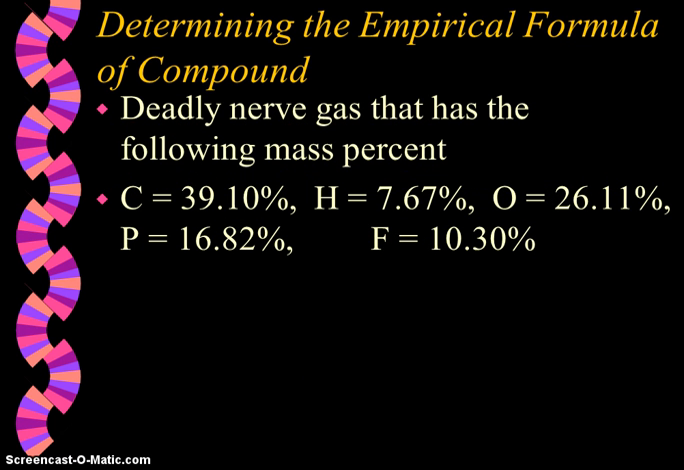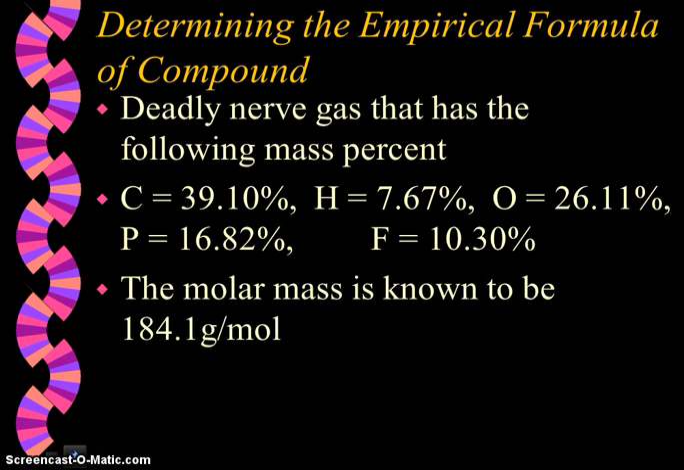All right, so let's look at another example of an empirical formula problem. We're going to look at deadly nerve gas, which contains carbon, hydrogen, oxygen, phosphorus, and fluorine. So it's got more work, but it's the same basic problem. And it also tells us that the molar mass for the compound is 184.1 grams per mole, so that'll help us to determine what the molecular formula is.